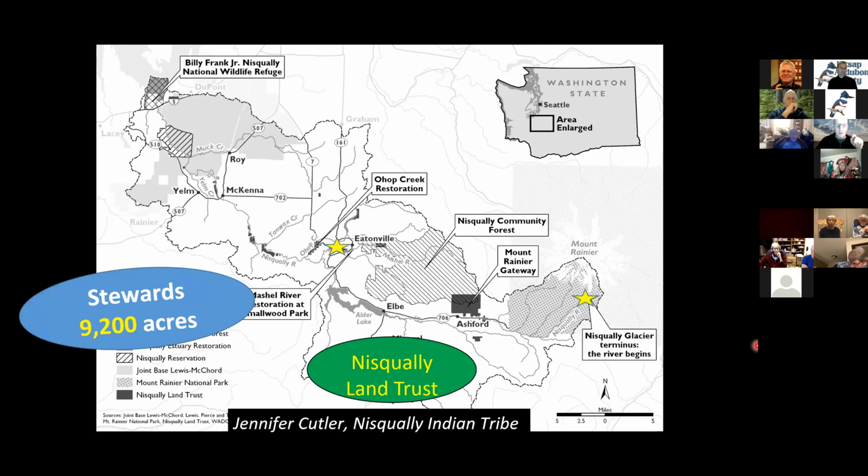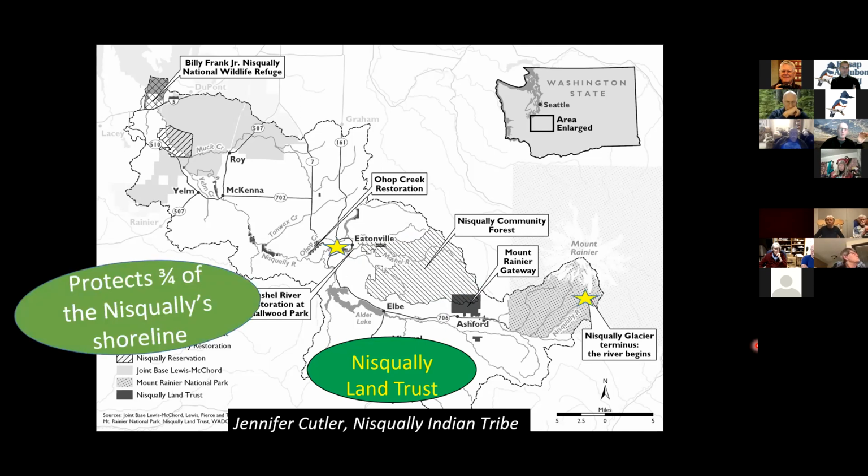And they are stewards of over 9,000 acres. What that means is they have helped acquire easements and outright purchases of land along the Nisqually River to protect three quarters of the Nisqually shoreline. Their goal is to get to 90% someday.